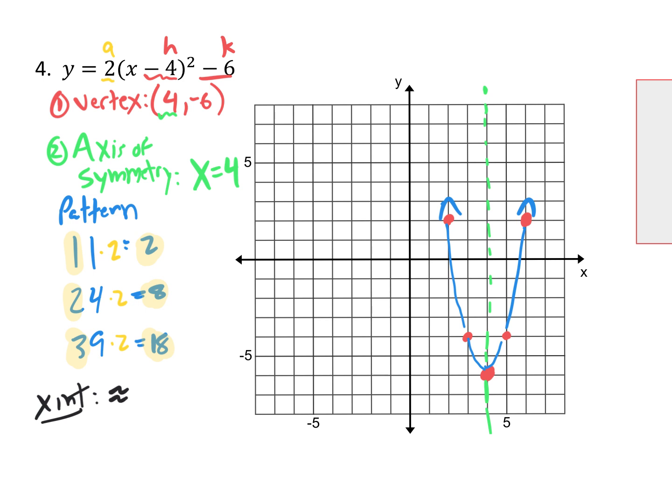And where does it look like it crosses the x-axis? A little more than 2, right? Because see, this red dot is at the xy value of 2, 2. So it's a little bit more than 2. So maybe like 2.1. Okay. And the other x-intercept, 1, 2, 3, 4, 5, almost 6. So 5.9, 5.8, sure.